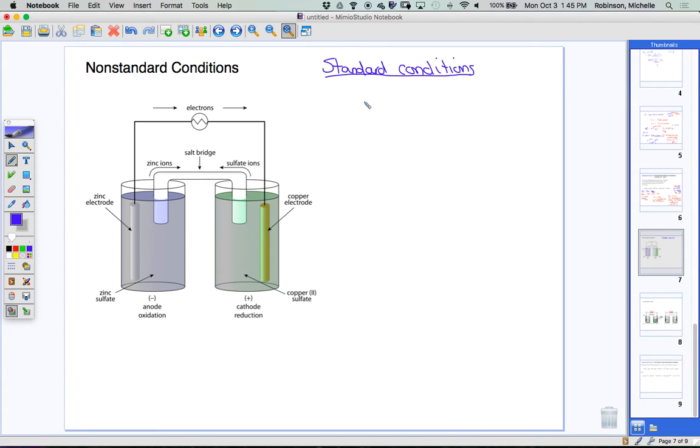All right, remember what standard conditions are. What are they? Room temperature, which is 25 degrees C or 298 K. 1 atmosphere, or if you'd like, 760 torr, or millimeters of mercury. And then what's the solution concentration? 1 molar. Okay, what they typically change is the concentrations.